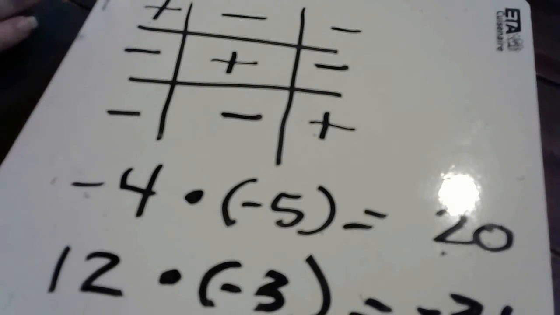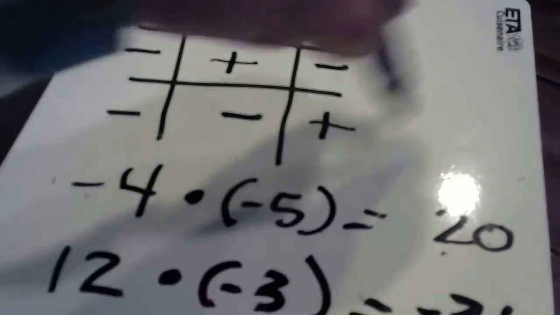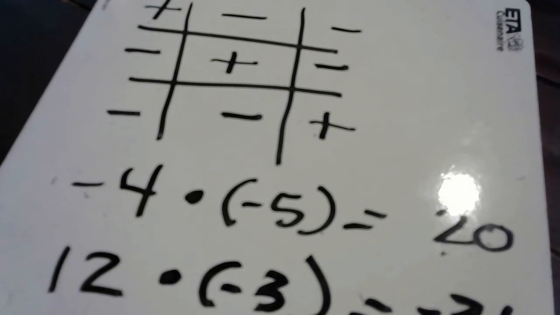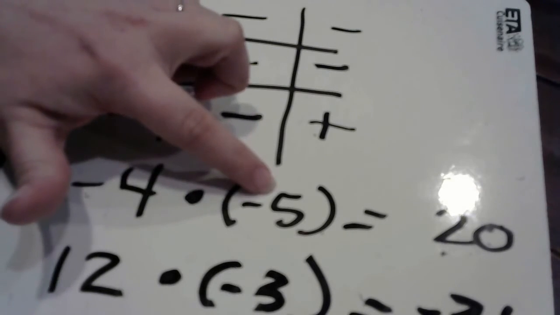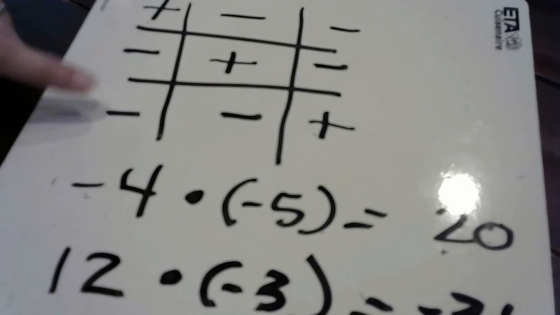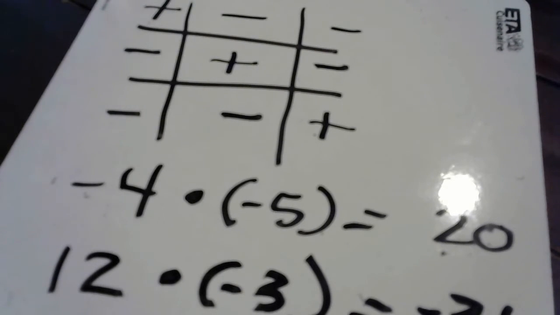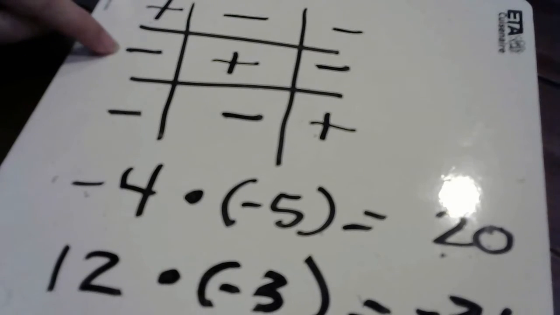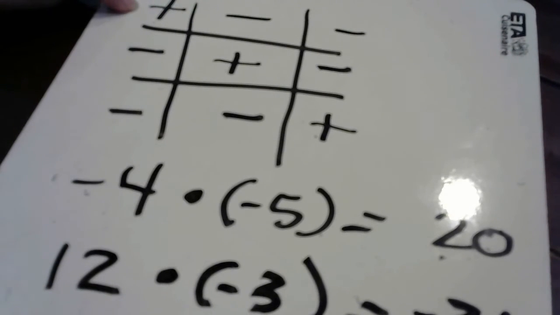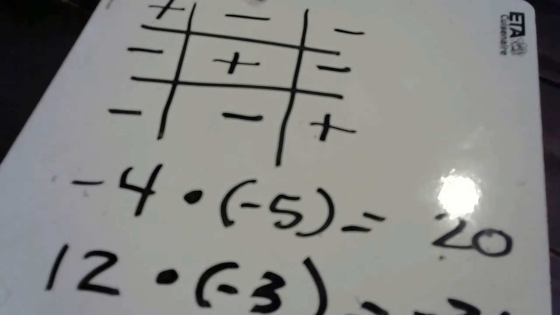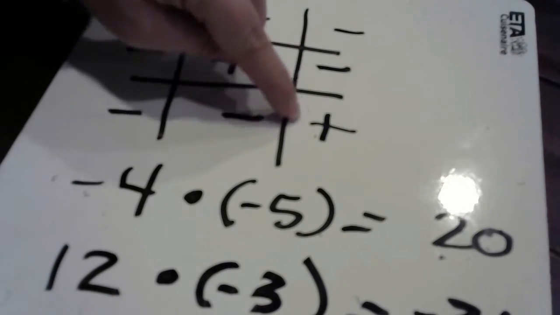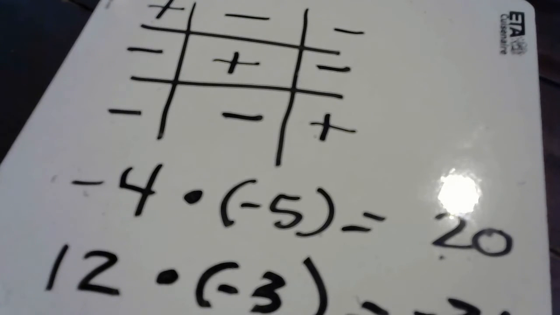So if we use the tic-tac-toe board, and if you want to pause this and write this little tic-tac-toe board down in your journal, go for it. I'm all about you writing it down. So we have a negative 4 times a negative 5. If I'm looking, I see negative and negative here, and I see negative and negative here. So negative 4 times negative 5 equals positive 20. Look right here too. Negative 4 times negative 5 is positive 20. So I just want you to know that this works backwards, forwards, up and down, diagonal.